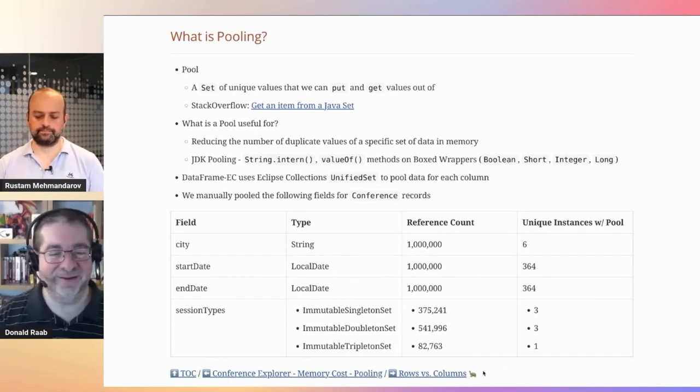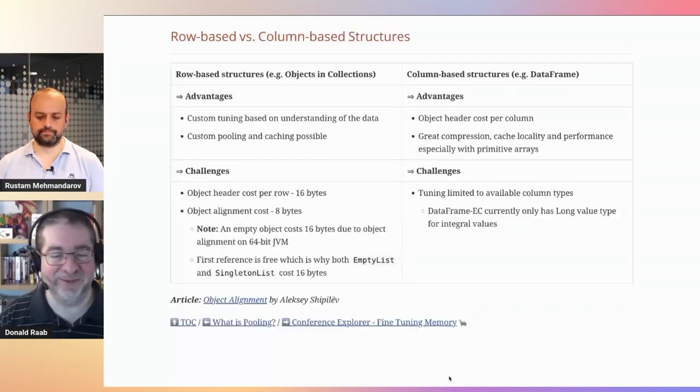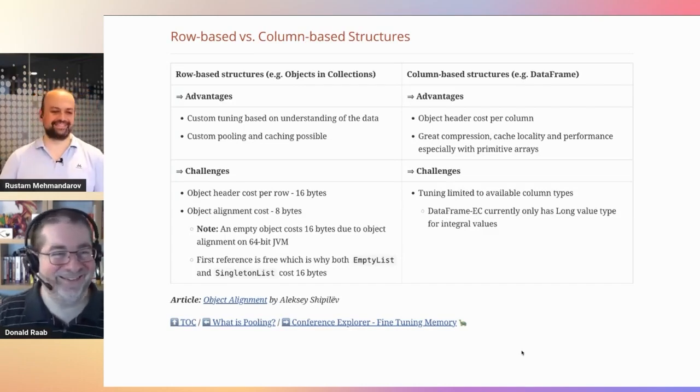So yeah, now we can talk a bit about rows versus columns and something to think about in this space. So, 5-minute warning. What? Yes, we have a 5-minute warning.